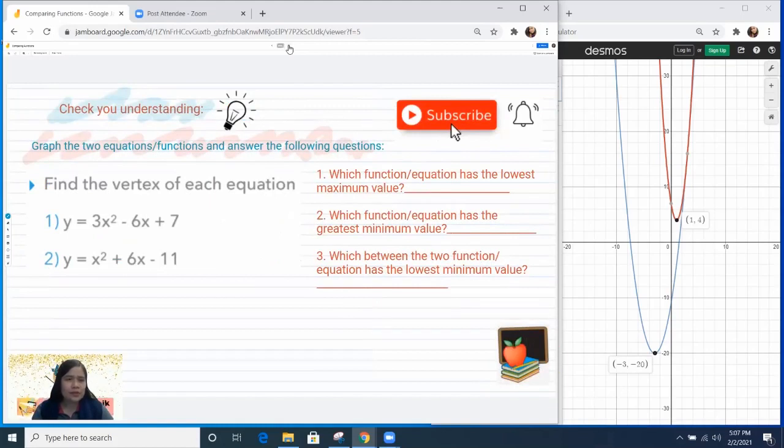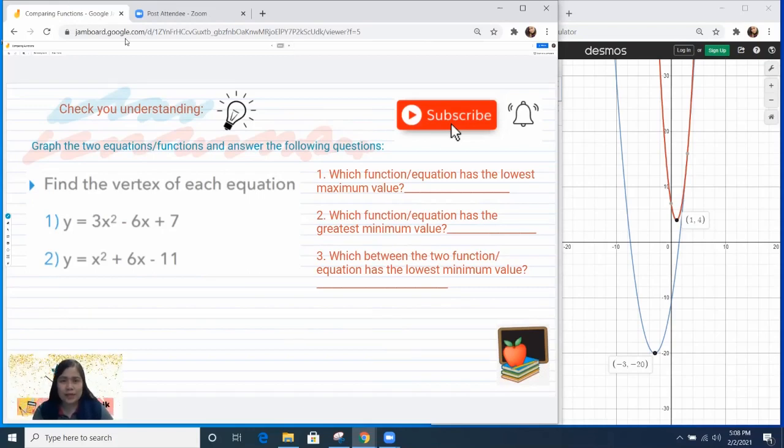For this one, you're going to check your understanding. So you are going to grab again the two functions and please answer the following questions. Which function or equation has the lowest maximum value? Do they both have the same maximum value? Yes or no? Which function or equation has the greatest minimum value?